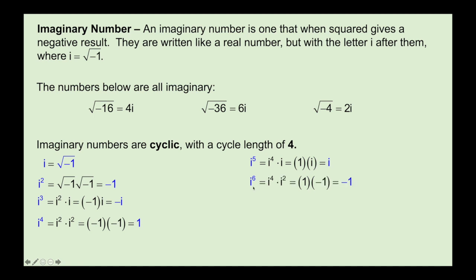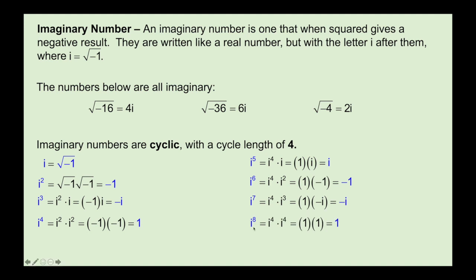I to the sixth is the same thing as i to the fourth times i to the second. So the i to the fourth is just going to cancel, or we can think of it as 1. And then i squared we know turns into a -1. 1 times -1 gives me -1. For i to the seventh, I can rewrite that as i to the fourth times i to the third, because their exponents add up to give me 7. Again, the i to the fourth becomes a 1, i to the third becomes a -i, and therefore my answer is going to be -i.